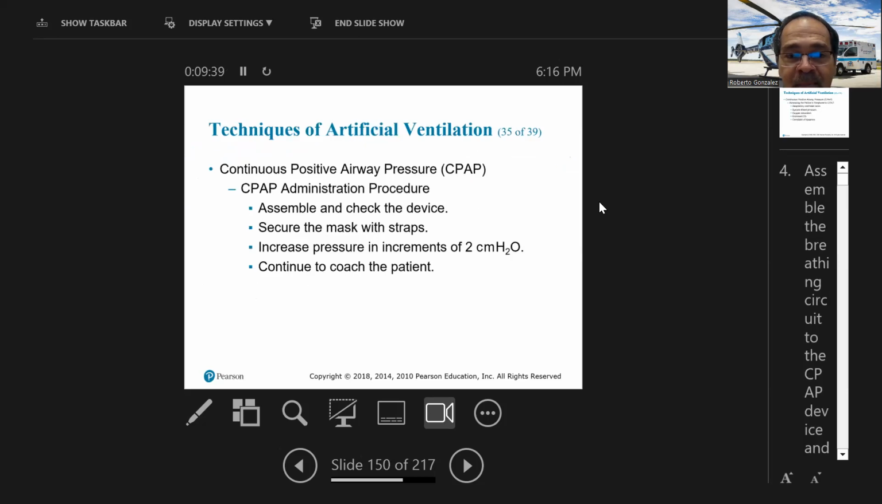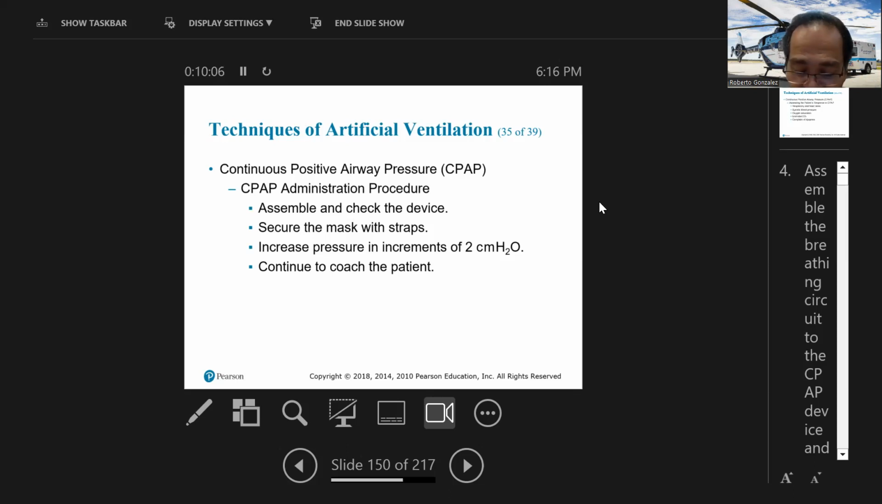Okay, CPAP administration procedure. Assemble and check the device. Secure the mask with straps. Increase pressure in increments of 2 centimeters of H2O. Basically, you set it up at 2, and you check the pulse oximeter within a few minutes. And if it's not going up, you crank it up 2 more until you get the desired pulse oximetry.